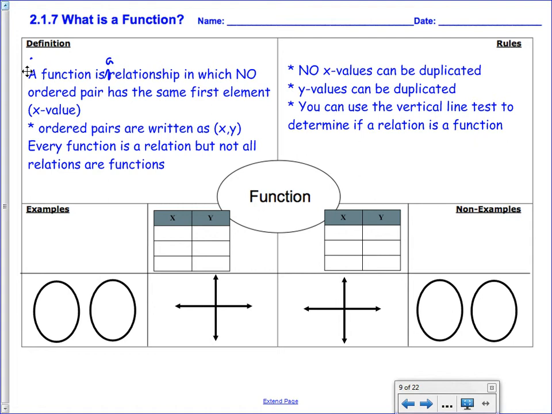Zach, did you finish copying this down? Do you maybe want to copy the other side down, please?